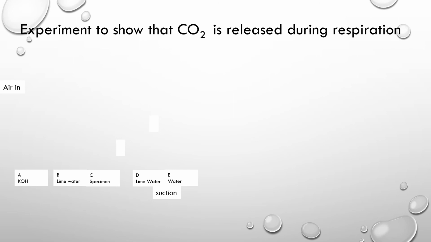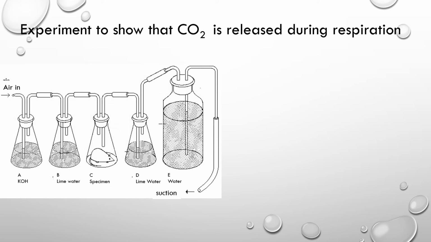Now we will move to the next experiment, that is to show that carbon dioxide is released during respiration. Here you have to make a somewhat complex experimental setup as shown in this diagram, and also you have to use a live specimen in the experiment. Here in this diagram it has used a rat, but in your textbook the experiment is explained by using a frog instead of this rat. However, you have to use a live specimen to perform this experiment.